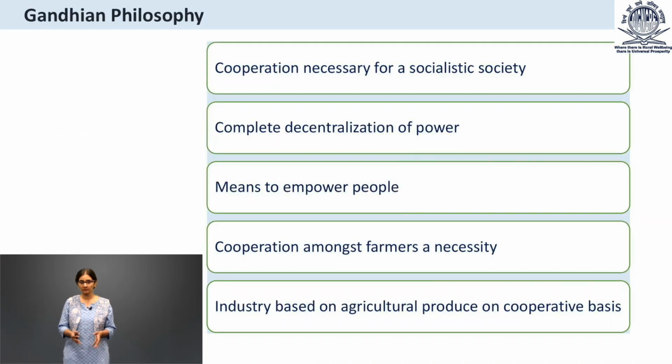Before I conclude the lesson, I will touch upon Mahatma Gandhi's socialist philosophy on cooperatives. According to Mahatma Gandhi, cooperation was necessary for the creation of a socialistic society and for complete decentralization of power. He said that cooperation is an important means to empower people. He said that cooperation among farmers is an absolute necessity. He said that industry based on agricultural produce, be it cotton, sugar, oilseed, wheat, etc., should be on a cooperative basis, so that producers could secure the best value for their produce.